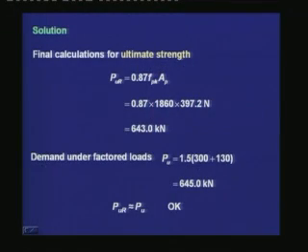We are doing the final calculations for the ultimate strength. The ultimate strength is given as 0.87 FPK times AP, which is equal to 0.87 times 1860 times 397.2, which is equal to 643 kilonewtons. Now, the demand under the factored loads, PU, is equal to 1.5 times 300 plus 130, which is 645 kilonewtons, and here we find that PUR is almost the same as PU, and we need not redefine this design, and we can consider this design to be correct.